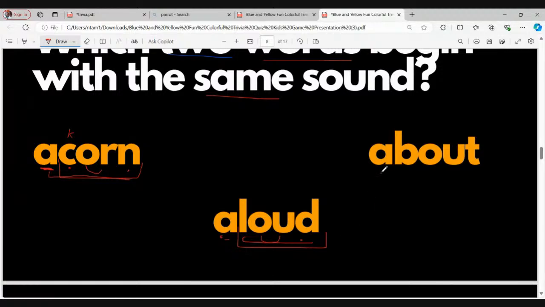The next word is a, b. Then when you're saying ow, just like in loud, you hear the ow sound, then get. So we can say ab, out, ab, out, about. Here you can see the small word out.